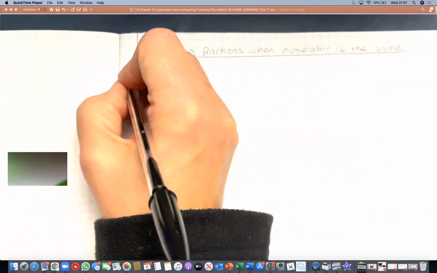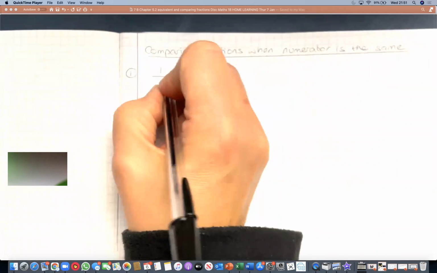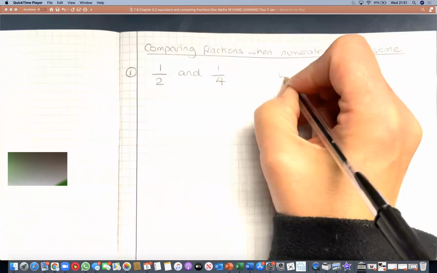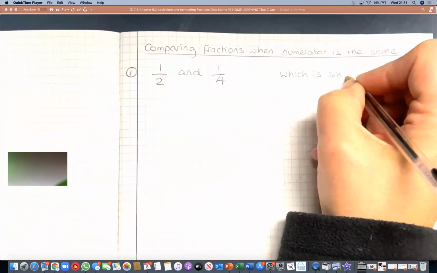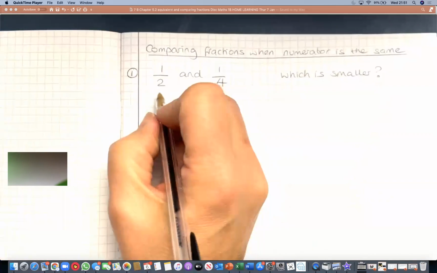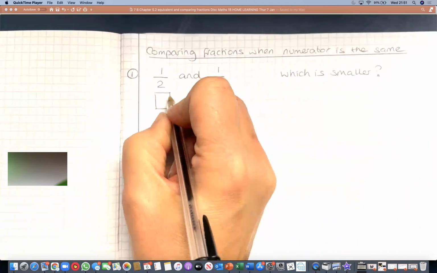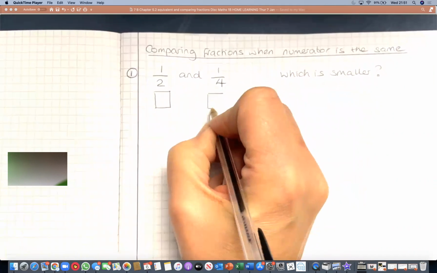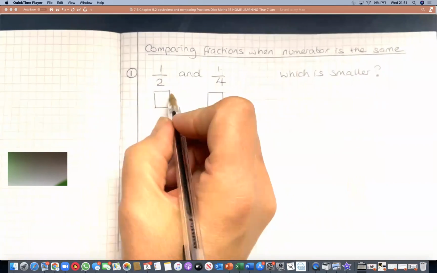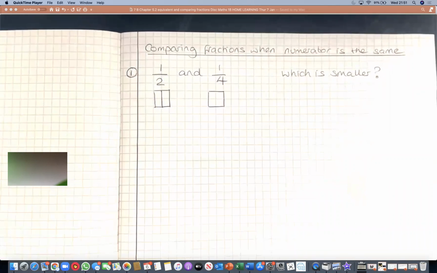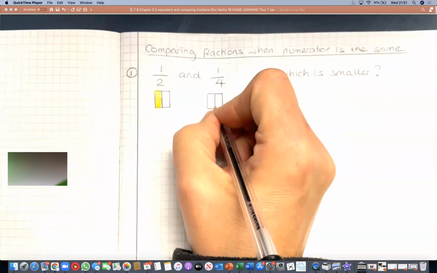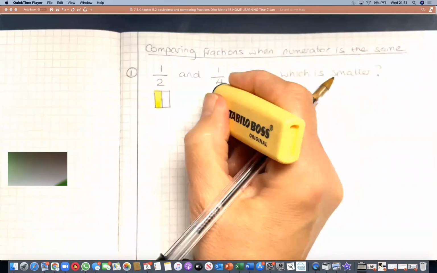So very simply here, if I am comparing 1/2 and 1/4, and I want to know which is smaller, think about, I don't know whether it's a cake or a pizza or what have you. The first one I'm cutting into halves. So this is the size of my piece of pizza or cake. This one I'm cutting into quarters.